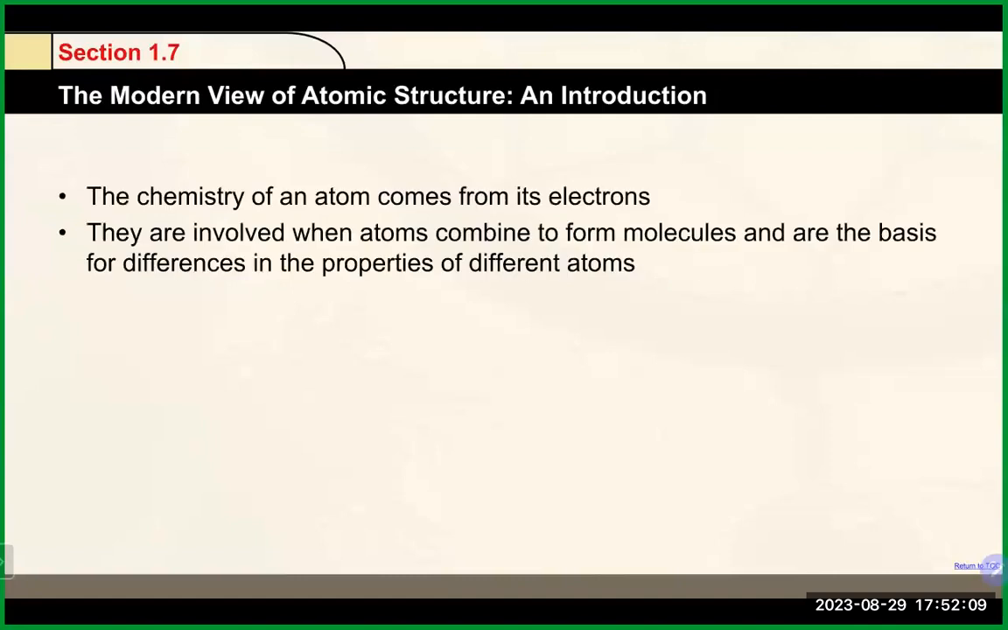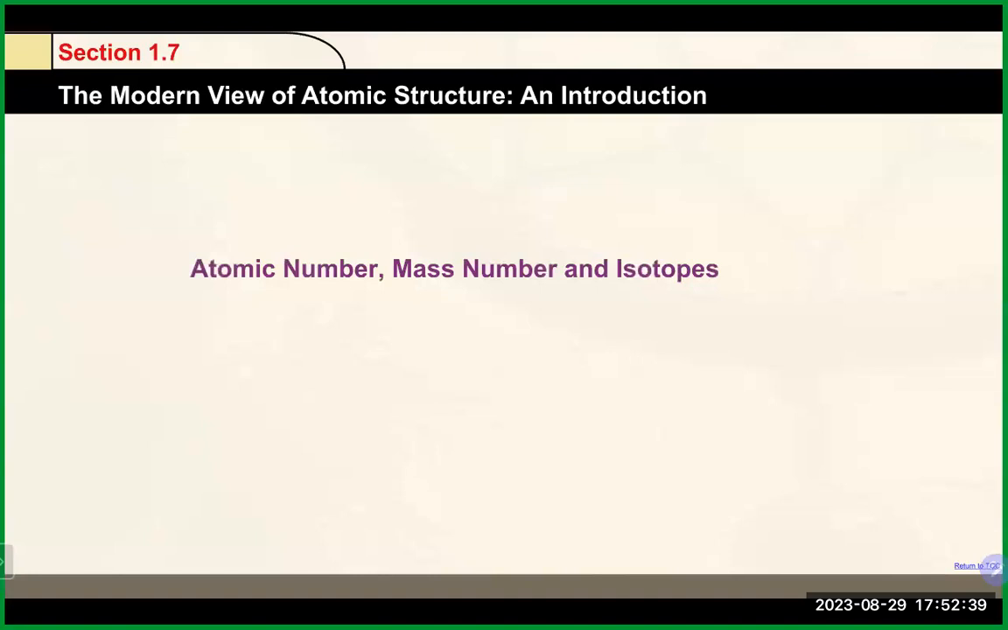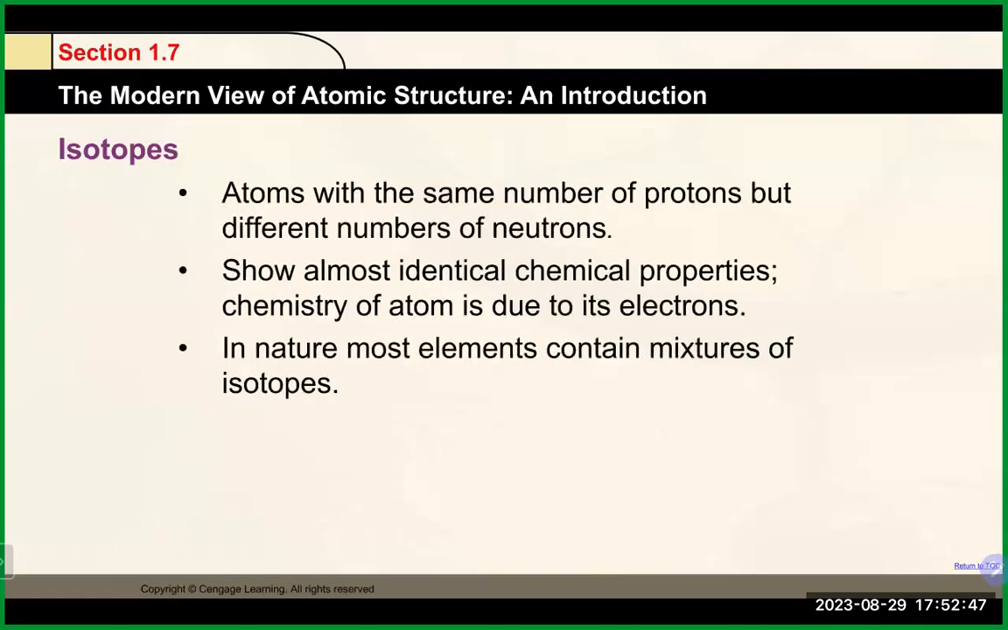So the chemistry of atoms really comes from electrons. In normal chemical reactions, that's pretty much all that's involved. In a normal chemical reaction, pretty much all that happens is we break apart all the bonds on the reactant side, and they reassemble on the product side. We don't lose any elements along the way because all we're really playing with are electrons. So let's talk about some other important aspects of an atom, which are the atomic number, the mass number, and what isotopes are. So we will start with isotopes.